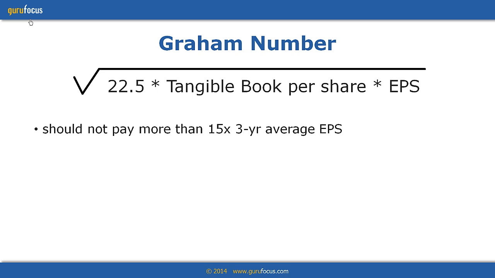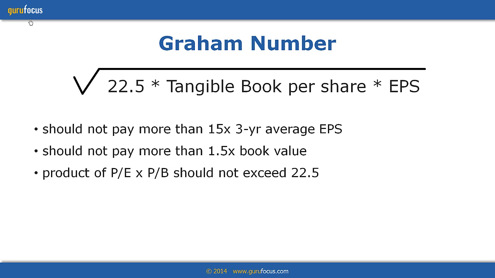But he said, one, you should not pay more than 15 times the 3-year average earnings per share. So in other words, PE less than 15, right? You want to pay less than the 3-year average there. He also said you don't want to pay more than 1.5 times book value. But he said if you get it for maybe 10 times earnings, you can pay a little bit higher book value multiple.